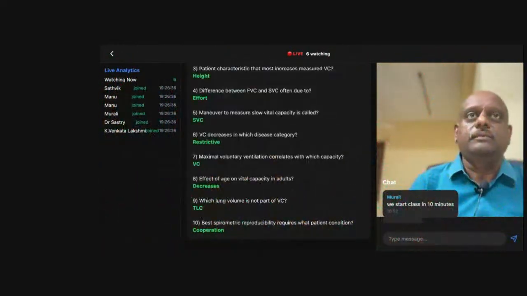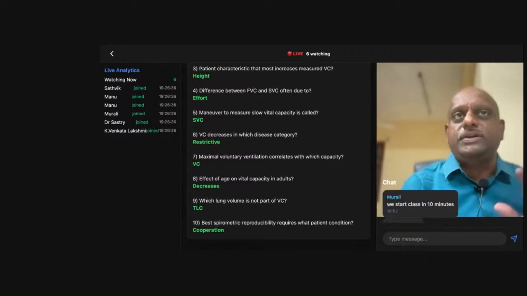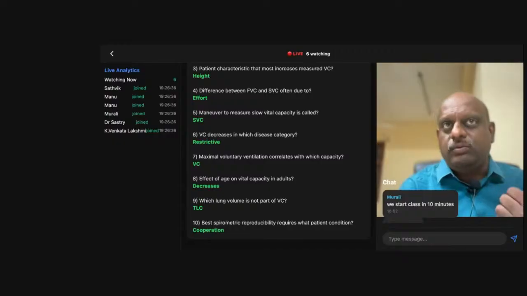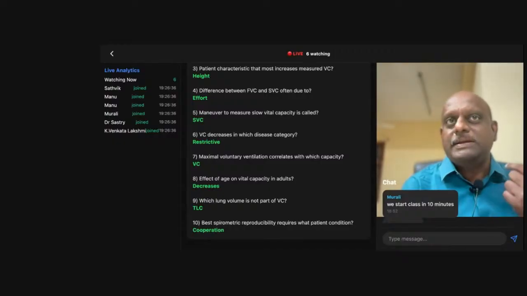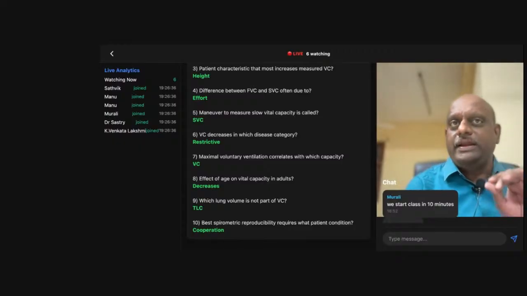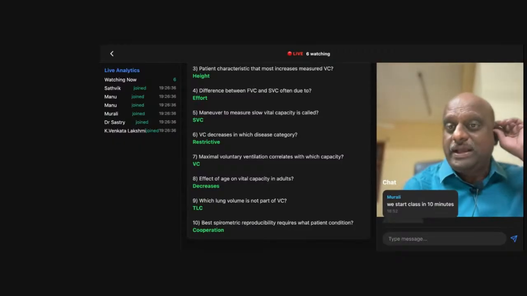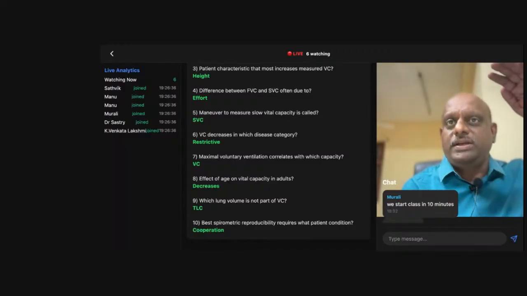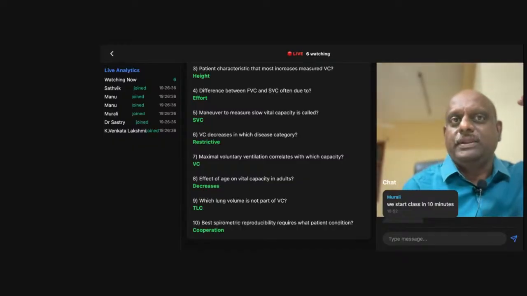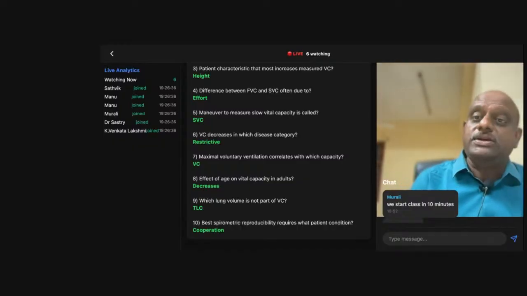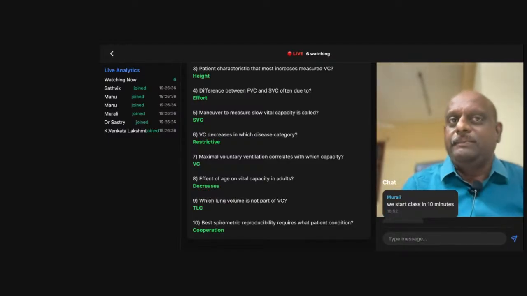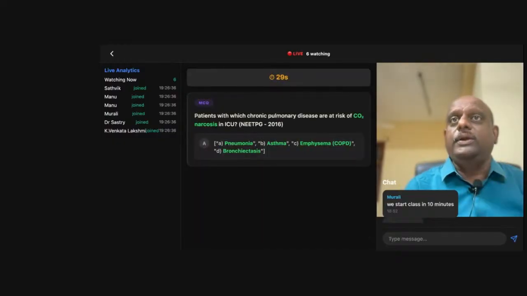Now, what is vital capacity? It is the sum of tidal volume, inspiratory reserve volume, plus expiratory reserve volume. Now, whenever there is any obstructive lung disease, if you calculate the VC, vital capacity, it is the one which is affected. So that is a point you need to remember. Similarly, in adults, as we keep aging, the vital capacity decreases, right?